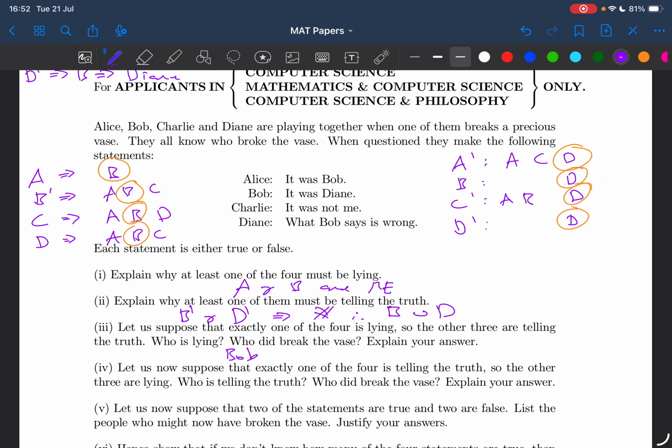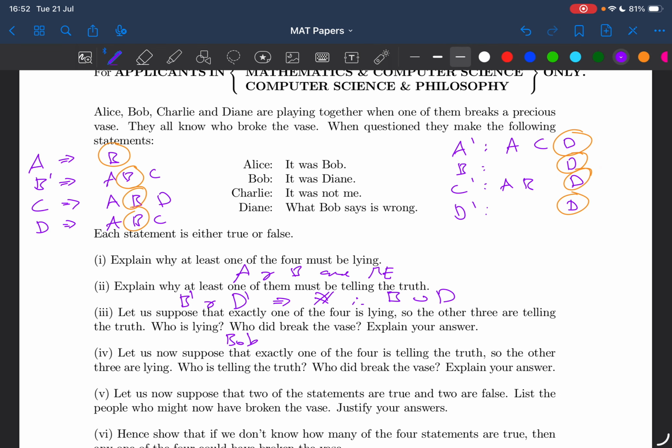So if one person is telling the truth, Bob tells the truth, and that tells us, I need to think about it as well. So Bob tells the truth, and that tells us that Diane broke it. And if Bob lies, Bob breaks it, wasn't he? Yeah, Bob trying to save his own ass. Now, so basically, Bob is the arbiter of truth. If Bob tells the truth, it was Bob. If Bob lies, it's Bob. If Bob tells the truth, it's Diane.